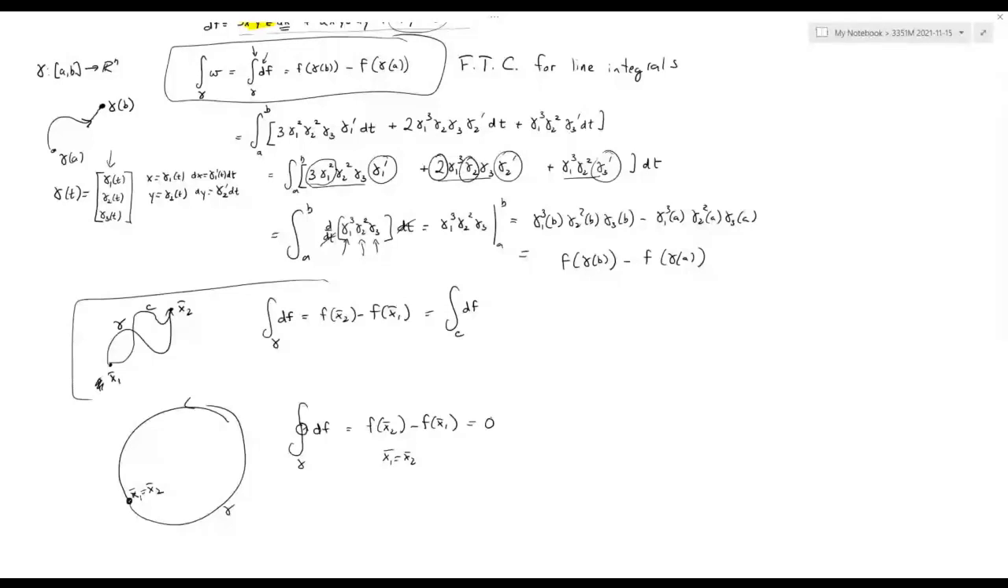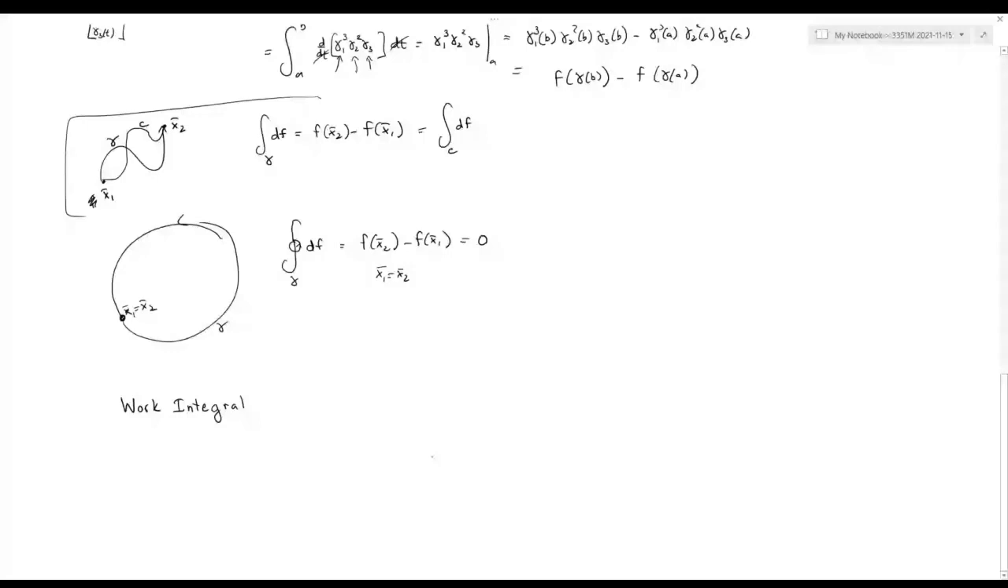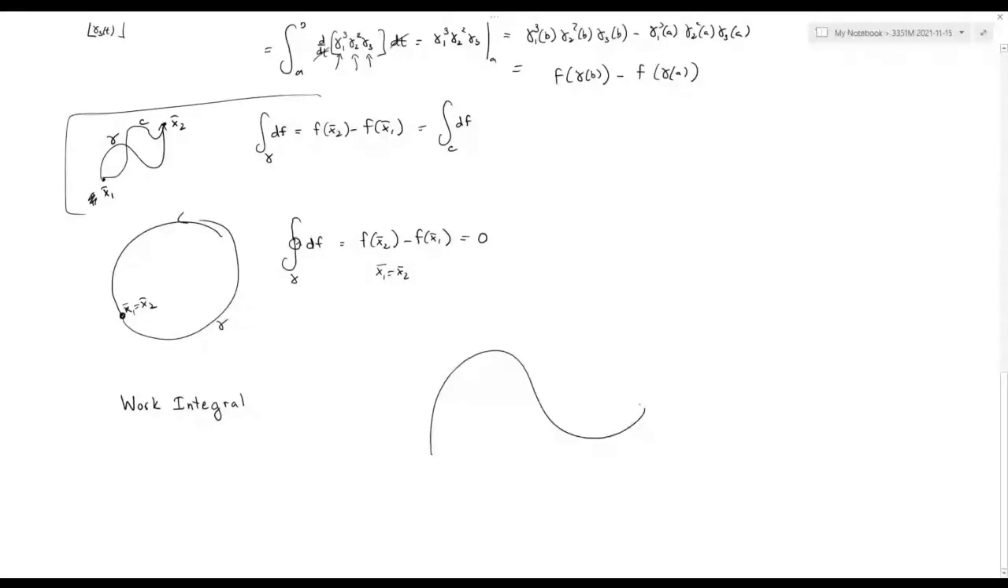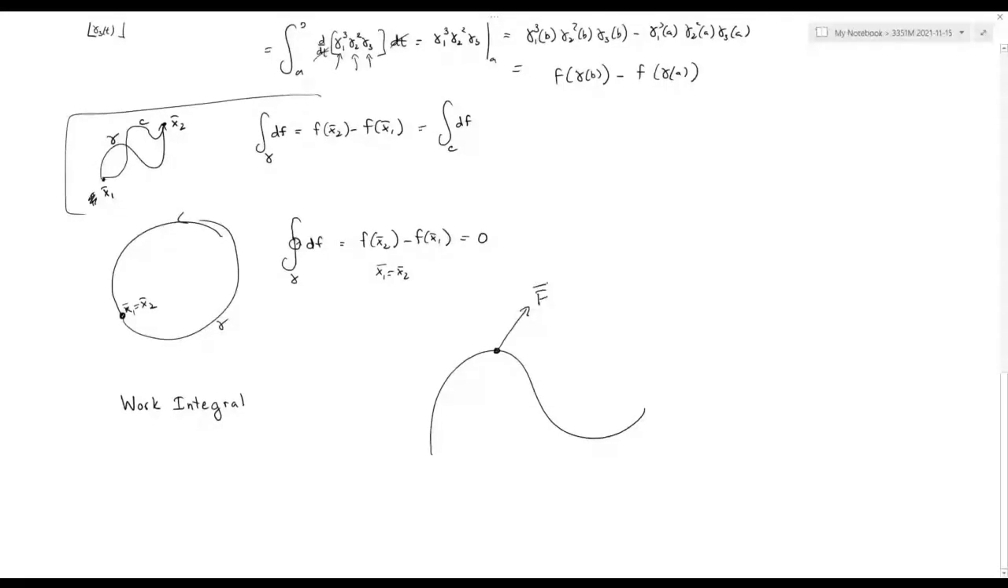All right. Now there are other types of related line integrals that look kind of like this. The first one we want to talk about is the work integral. We can define that as, we want to know how much work a certain vector field does as it moves along the path.